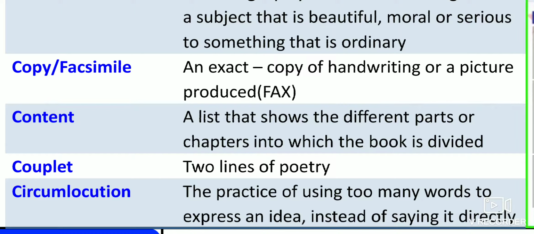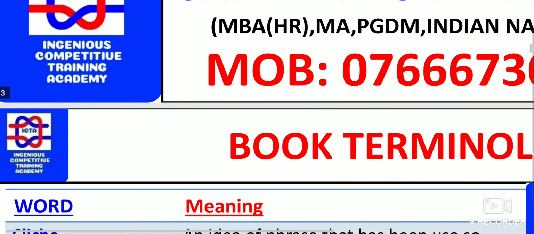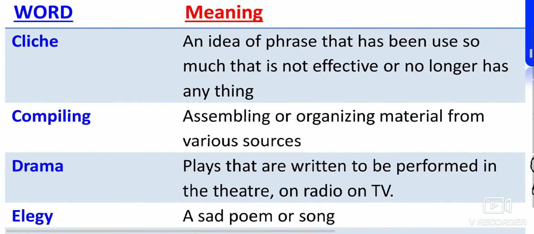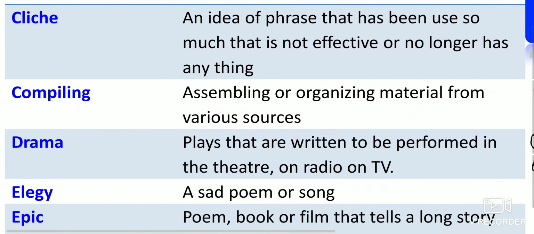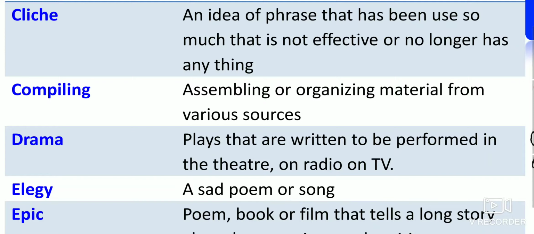Circumlocution means not coming to the straight point. The practice of using too many words to express an idea instead of saying it directly. Without telling directly, we circumlocute. Here next we have cliche, an idea or phrase that has been used so much that it is not effective or no longer has any meaning, is known as cliche.